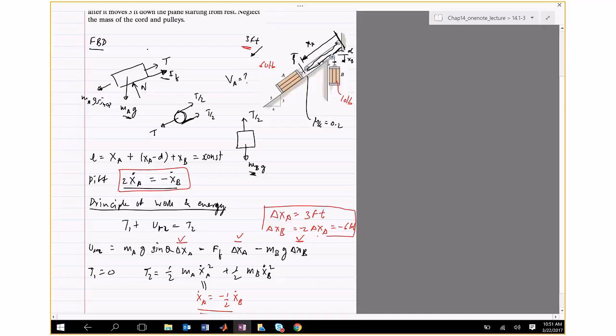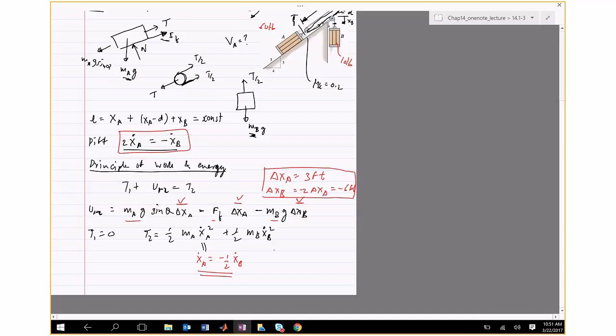Okay, everything else is known. The only unknown is xB dot, which is actually one of the things which is asked. So it's one equation, one unknown, xB dot, and you can solve it. So I'm going to post the solution, the whole thing, and you can look through it.